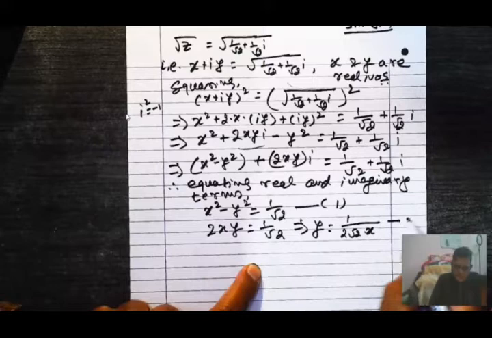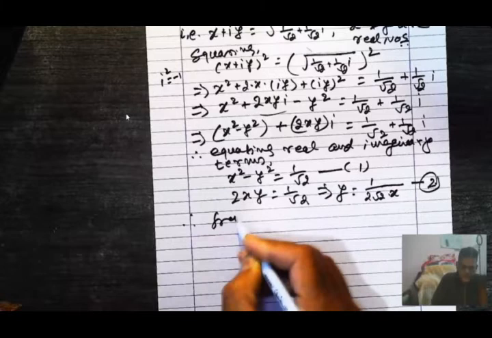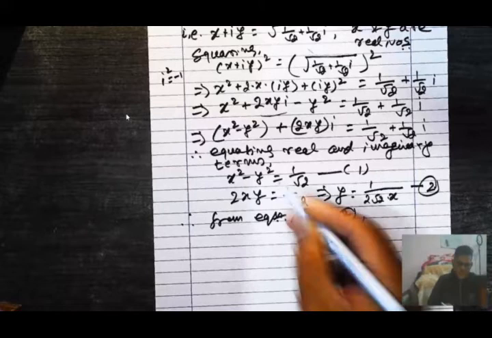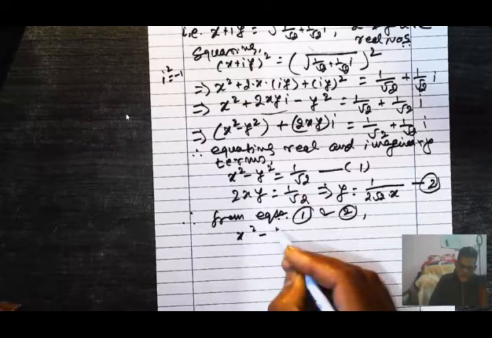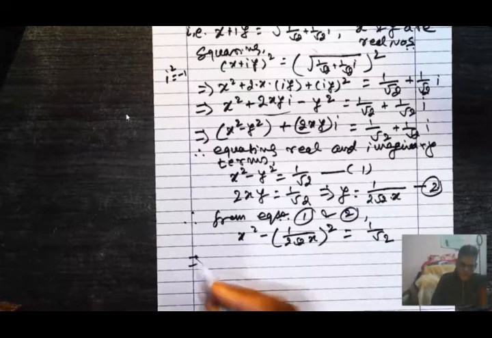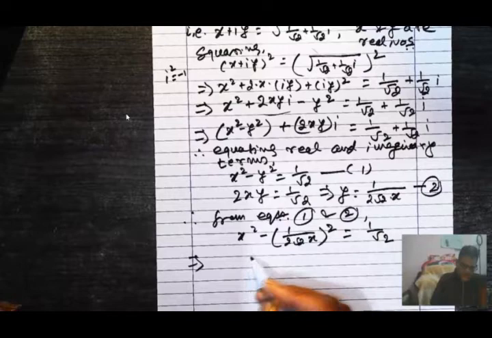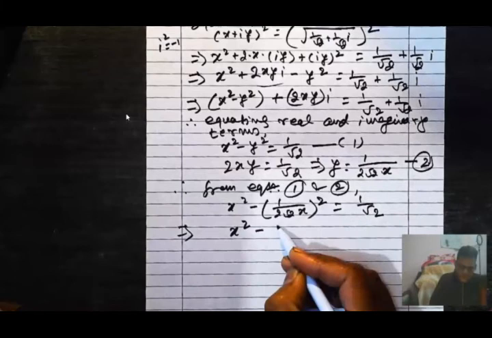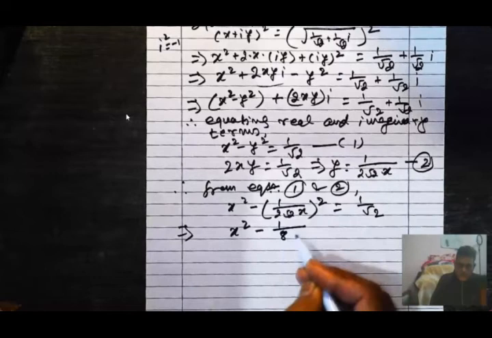So from equations 1 and 2, just replace back 2 in 1. Then you will see x square minus y square, and in place of y we have 1 by 2 root 2 x, squared, equals 1 by root 2. Now it is x square minus, if you square this, 2 square is 4 and the square of root 2 is 2, so 4 times 2 is 8 x square, equals 1 by root 2.